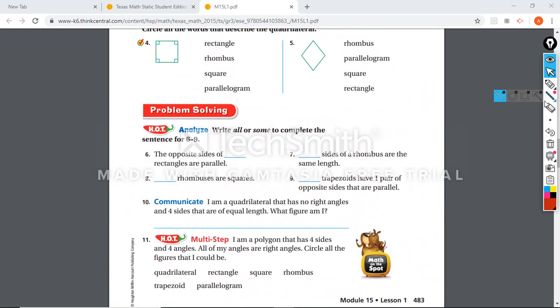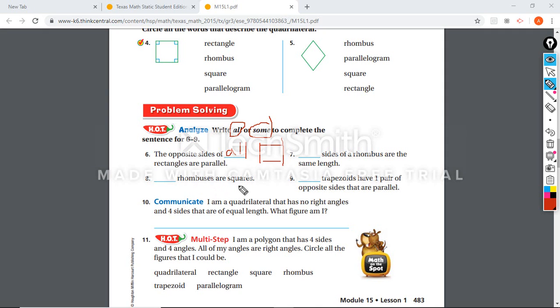So let's look at the next one. Now we're using our logic here. We're going to use either the word all or the word some to complete the sentence. The opposite sides of blank of the rectangles are parallel. The opposite sides of all rectangles are parallel. This one's parallel to this one. This is opposite, and this one is parallel to this one.